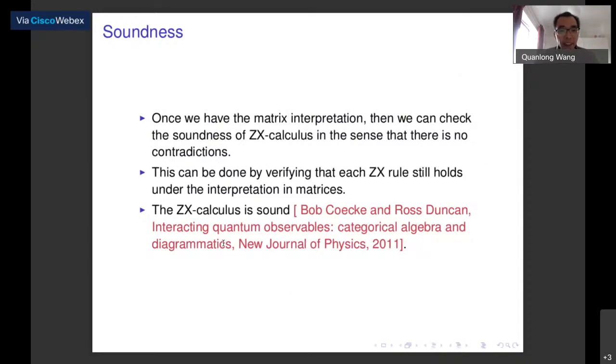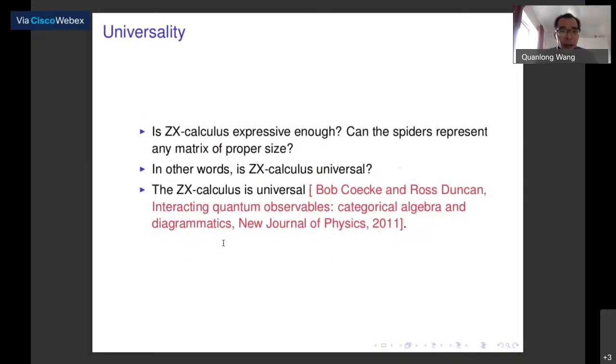That is called soundness. And soundness can be done by verifying that each rewriting loop holds under the interpretation in matrices. It was already proved by Bob and Ross in the original paper that the ZX calculus is sound. Another problem is whether the ZX calculus is expressive enough. That means, can the spiders represent any matrix of proper size? In other words, is the ZX calculus universal? The answer is yes. It was also answered by Bob and Ross in the original paper.